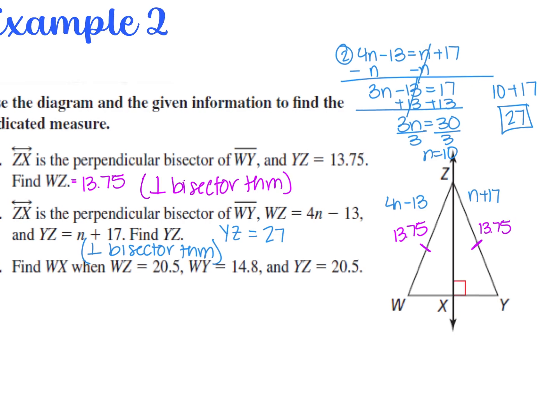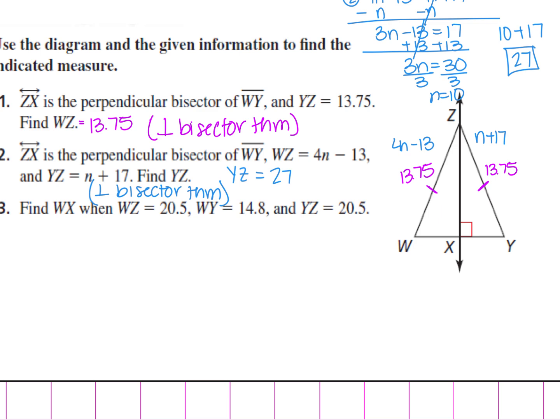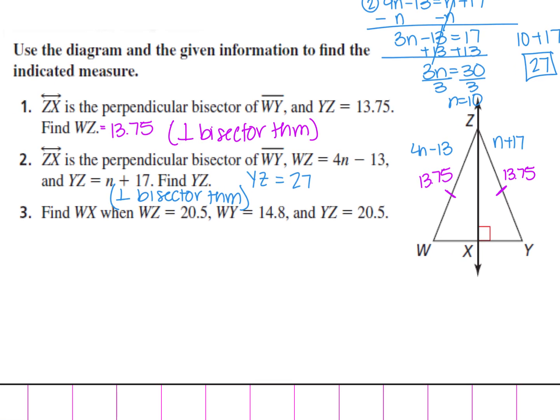All right, now, looking at the last one, it says find WX when labeling information. When WZ is 20.5, WY is 14.8, and YZ is 20.5. They want me to find WX.